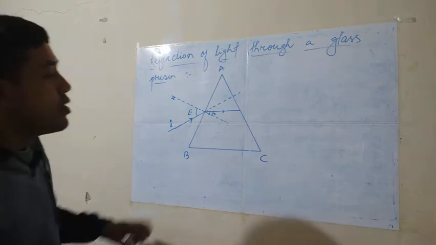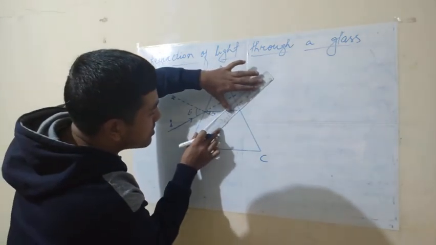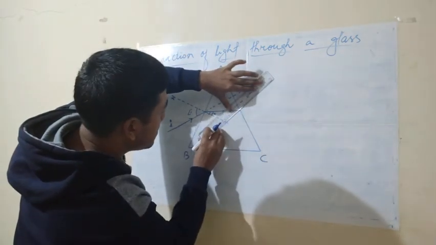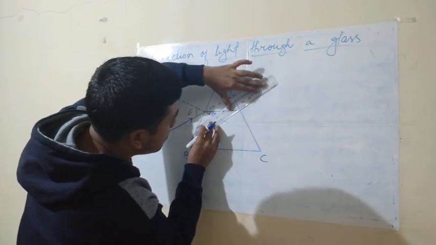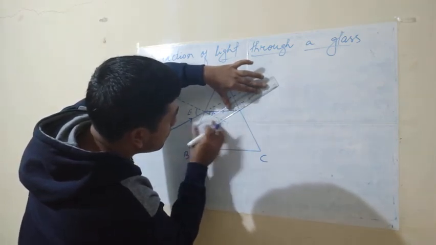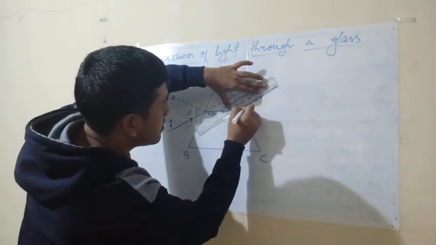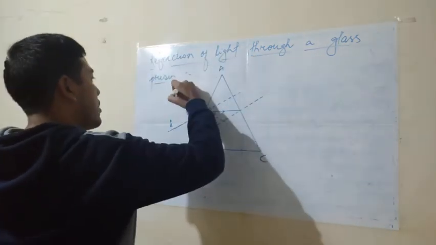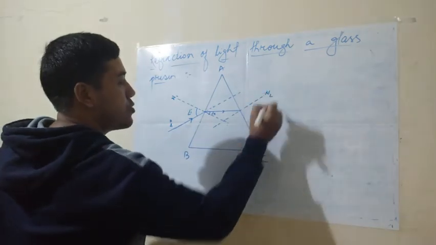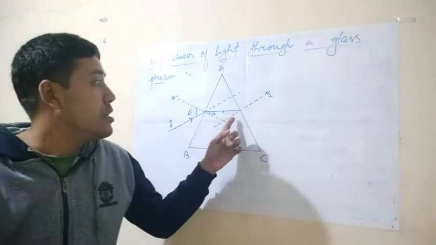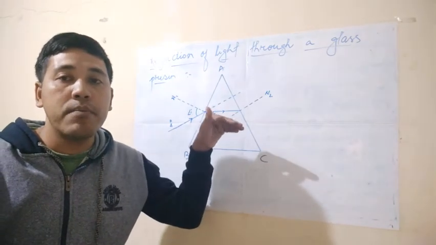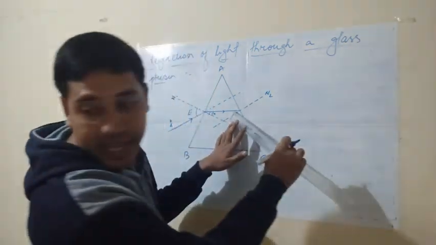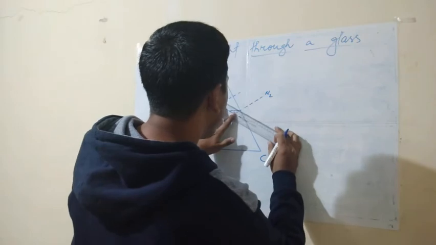Then we will draw another normal, that is the perpendicular, here. This is also another normal. Draw a perpendicular line. Say this is N1 and this other normal is N2. We all know that when a ray of light passes from a denser medium to a rarer medium, it bends away from the normal. Then it bends like this, away from the normal. You will draw like this.